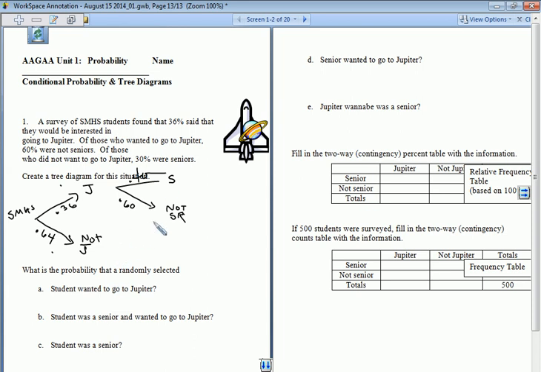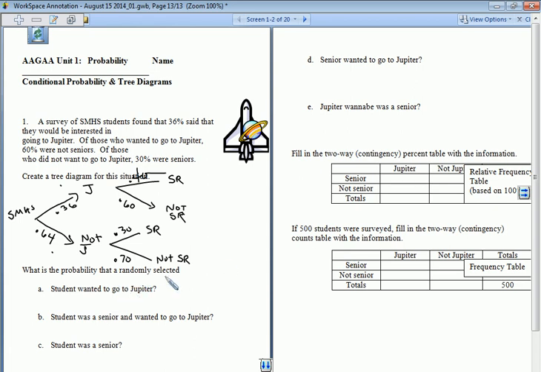And of those that did not want to go, 30% were seniors. So how many were not seniors? 70%. Okay, we got a tree diagram. Now, we're going to use our tree diagram, and then we're going to create tables, and we're going to use those. So first, let's take a look at our tree diagram.